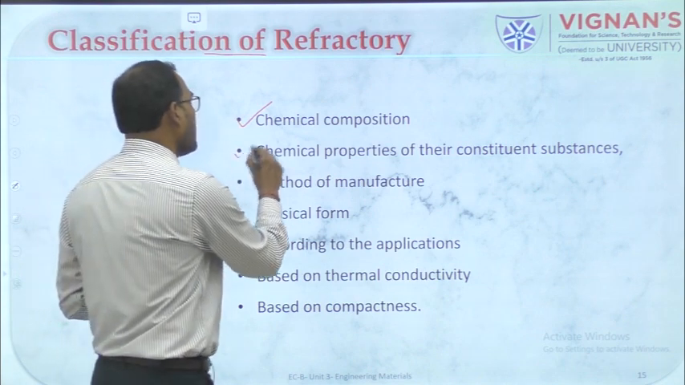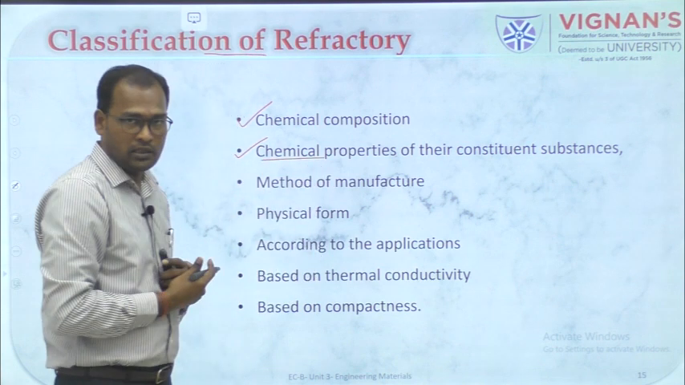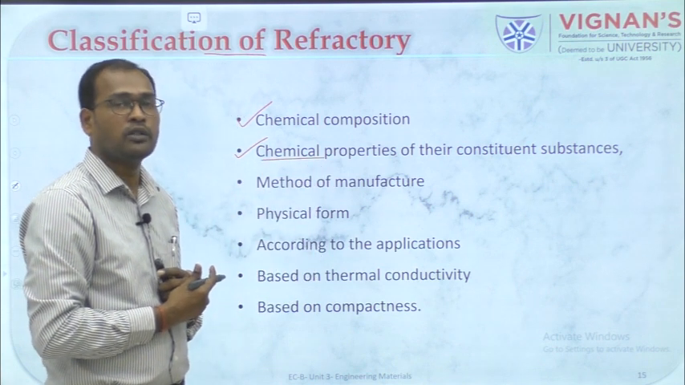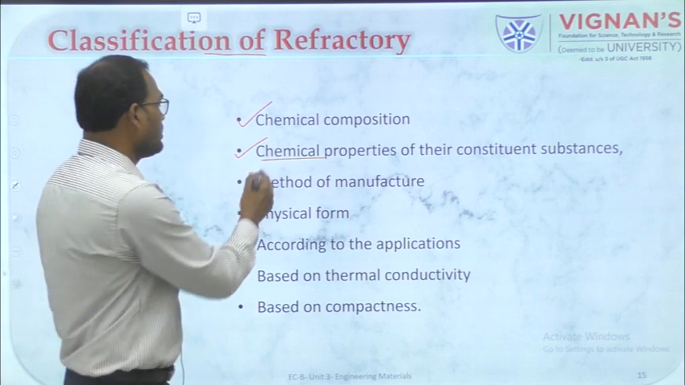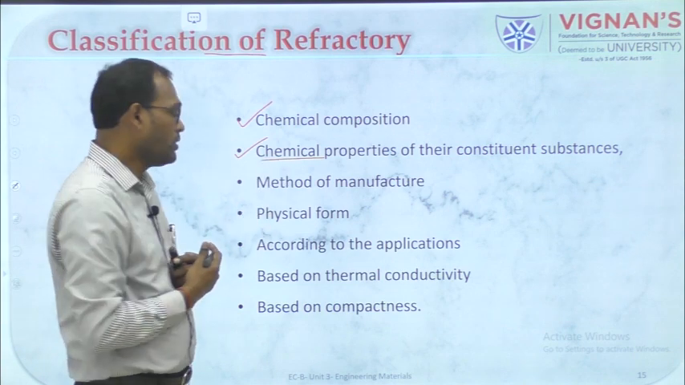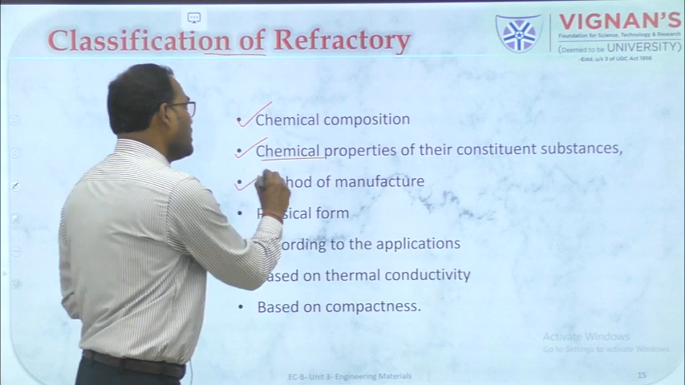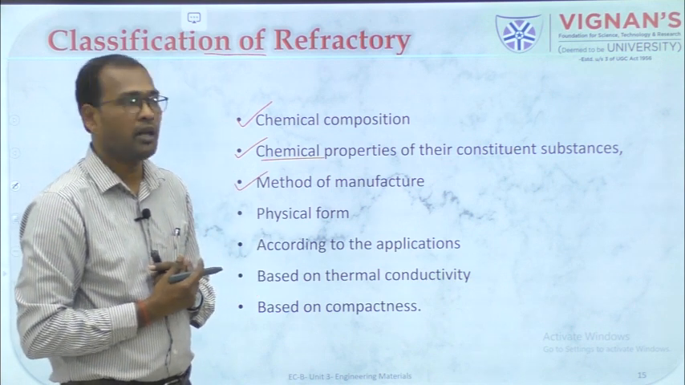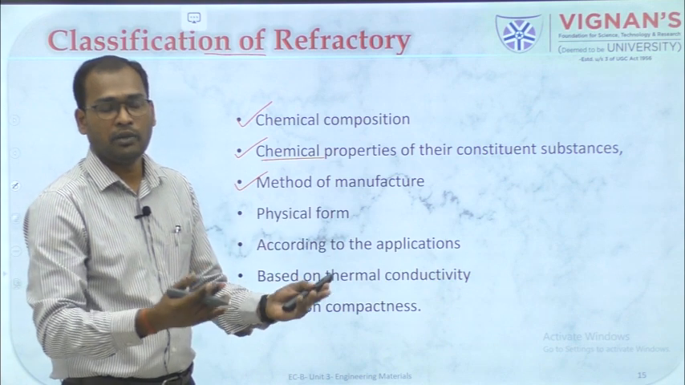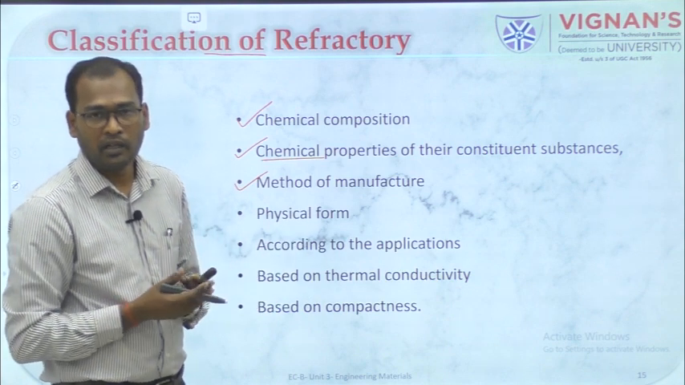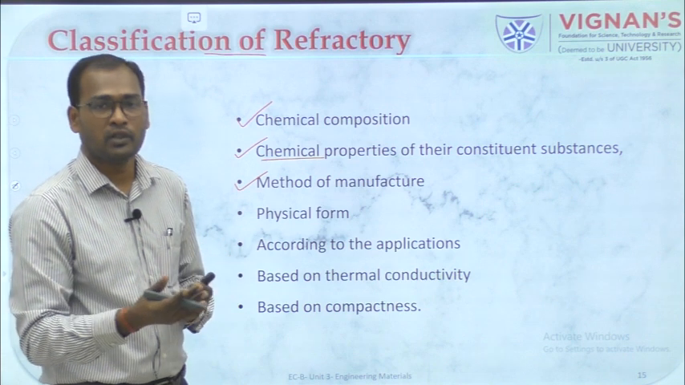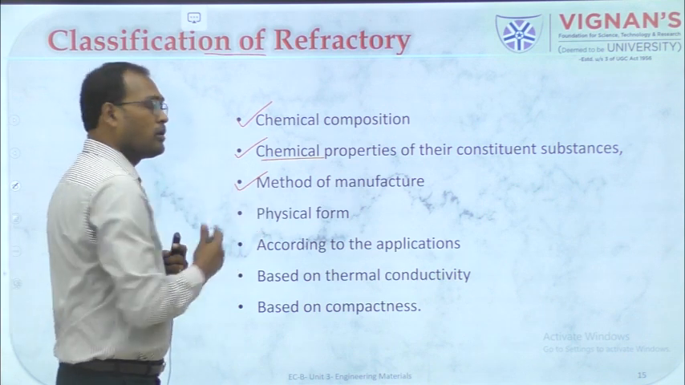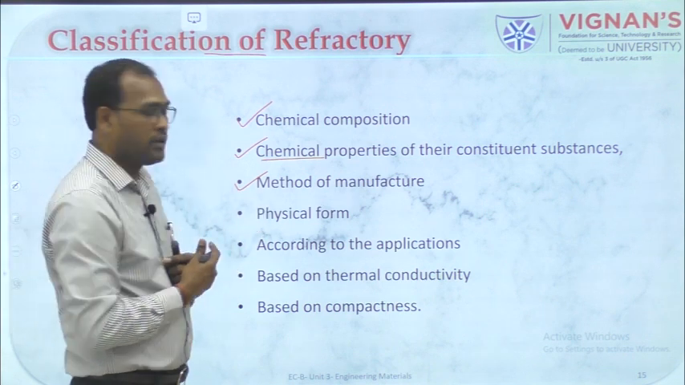You can classify based on the chemical properties, how well it is going to react with the other material. Based on that we can choose and classify. Third one is the method of manufacture, right? How it has been made. It could be made using big machinery, or made by hand, or whatever the way of processing a material. Based on that also we can classify refractory.